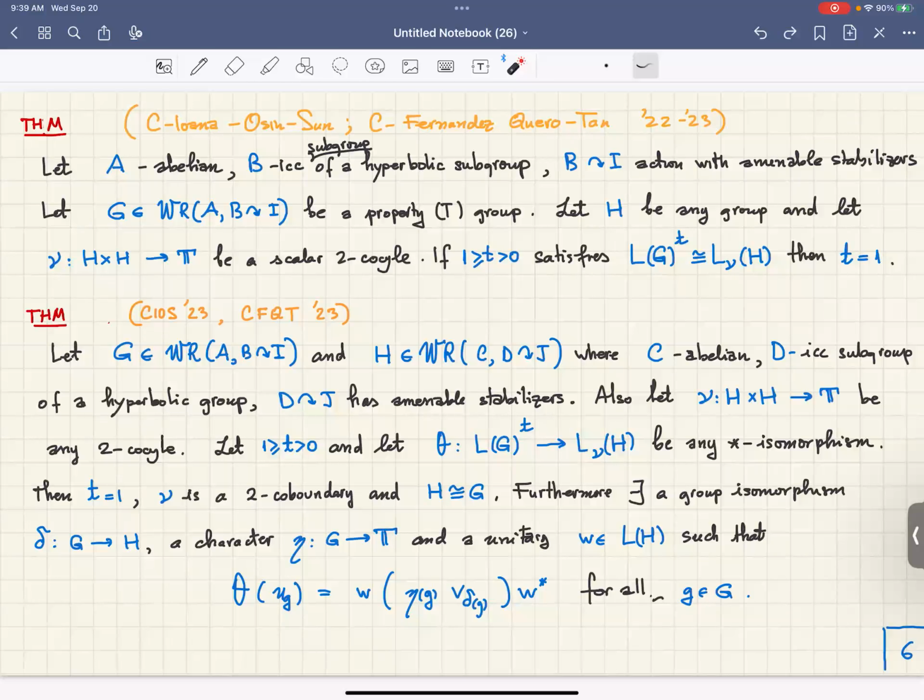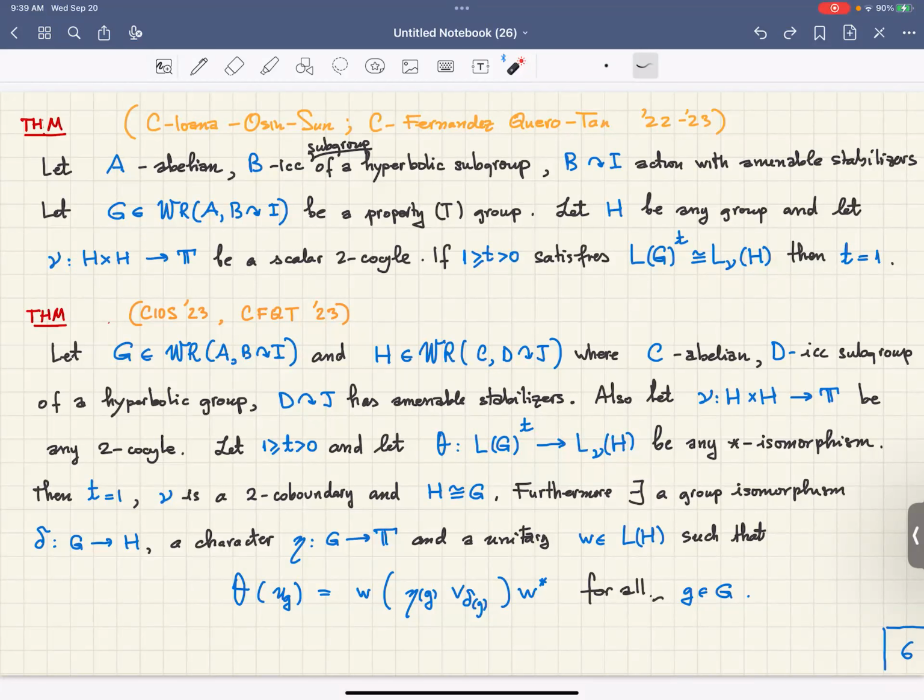So a symmetric condition, even though the C and the D don't have to be the same, they just satisfy symmetric conditions. Okay, like this. And suppose that the second group also has a two-cocycle. Then if you have an isomorphism between any compression of L of G by a number T, and the twisted group algebra of the second group, then a bunch of things need to happen.